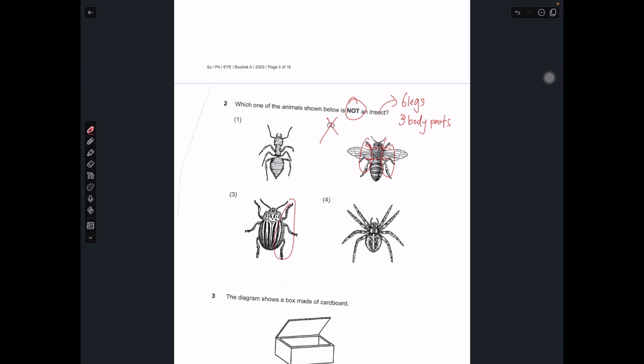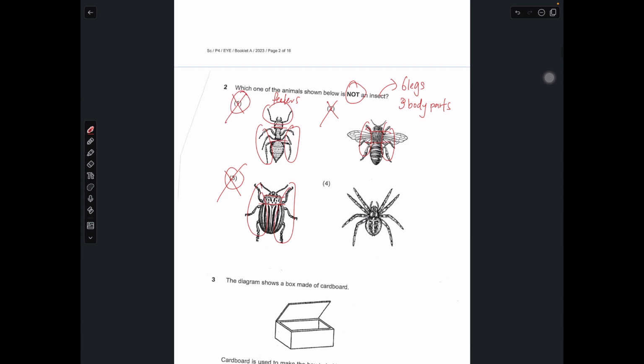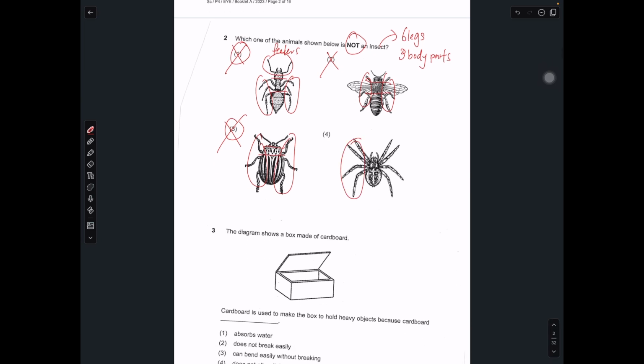6 legs, 3 body parts. Okay, this one cannot be the answer. Okay, this one has 6 legs. This has 3 body parts. These are the feelers. Okay, don't be tricked that these two are the legs. So this is also an insect, cannot be. So the answer is 4 because these are the legs. This one has 8 legs. Okay, this one has 2 body parts. This one I think is trying to show that it is a spider, but it may be unclear to you. Okay, but the answer is number 4.